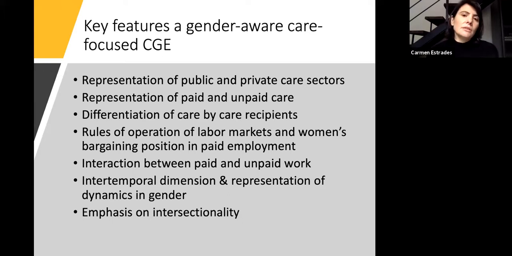Then it is important that in a CGE model, where we have a representation of the labor market in the economy, we consider some type of rules of operation of labor markets that affect the position of women. Women and men do not participate in the same way in labor markets, and women's bargaining position usually is weaker in most countries. So we should consider these types of mechanisms when representing labor markets in a CGE model with a care focus.